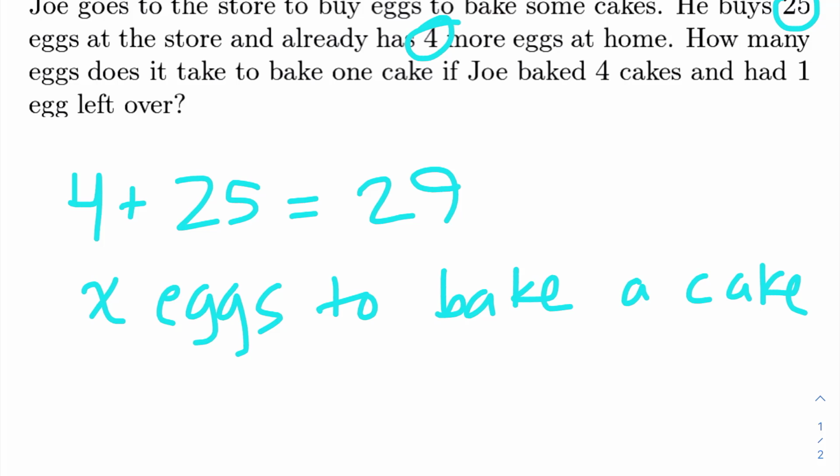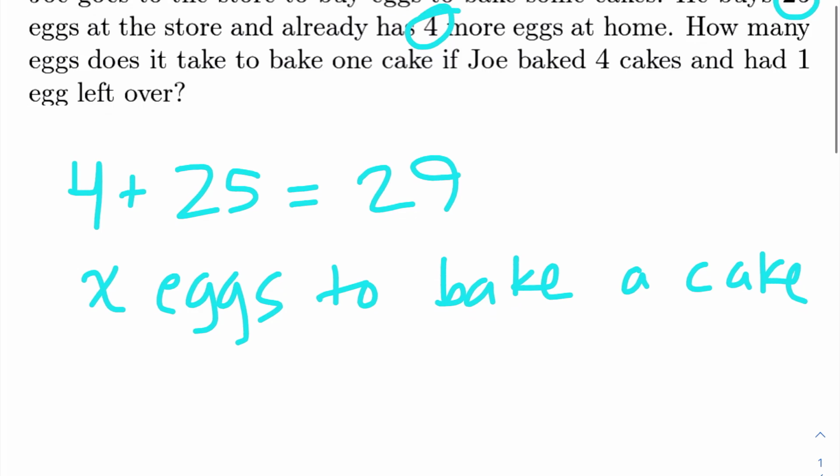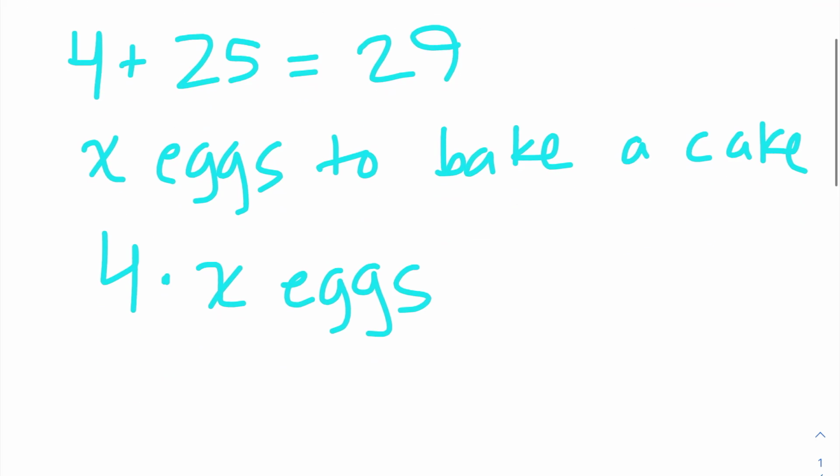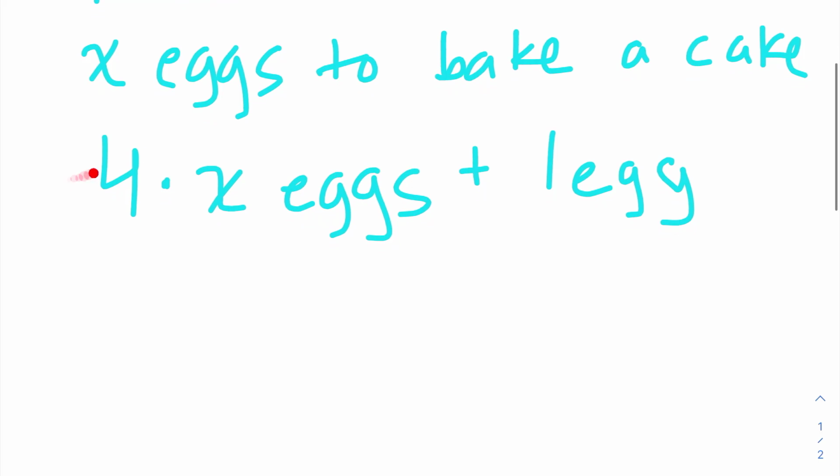Now, using all this information, we're going to make an equation to find X. So we know he baked 4 cakes. So to bake 4 cakes, you need 4 times X eggs. Because if it takes X eggs to bake a cake, then you need 4 times that amount to bake 4 cakes. We also know he had 1 egg left over. So all this adds up to 29.